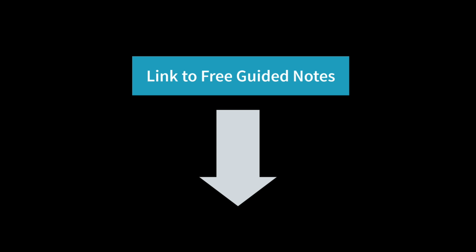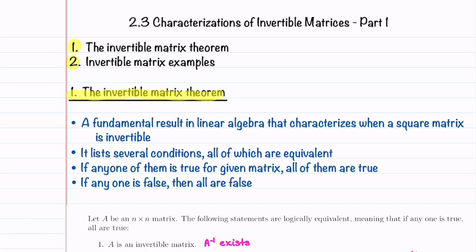The invertible matrix theorem is a fundamental result in linear algebra, and it characterizes when a square matrix is invertible. It lists several conditions, all of which are equivalent. This means that if any one of the conditions is true for a given matrix, then all of them are true. It also means that if any one condition is false, then all the conditions are false.